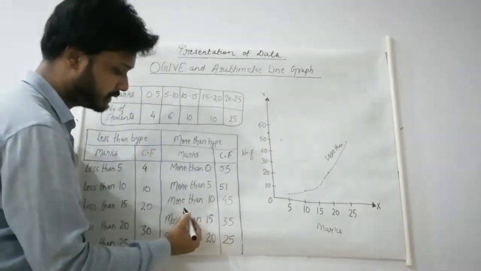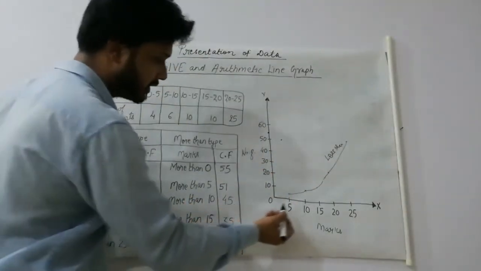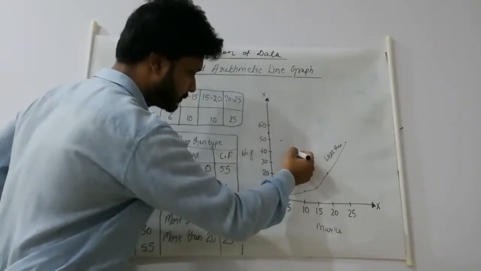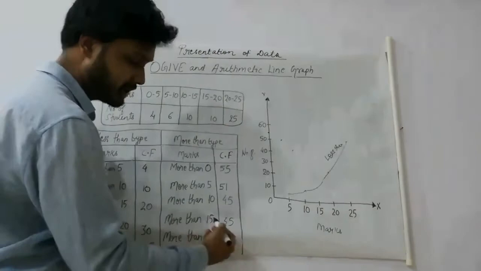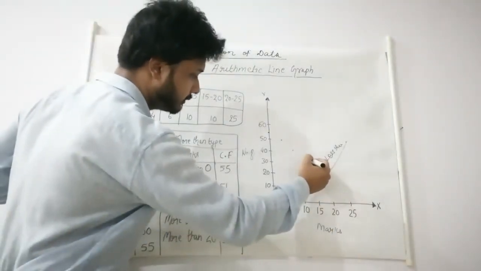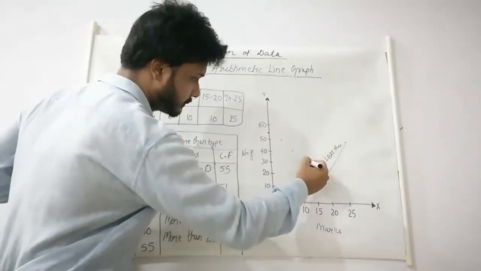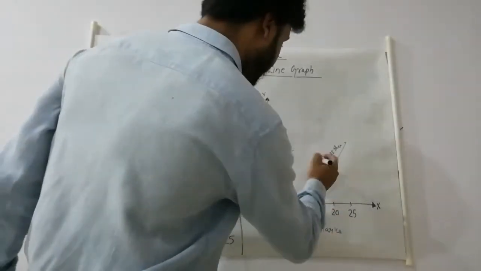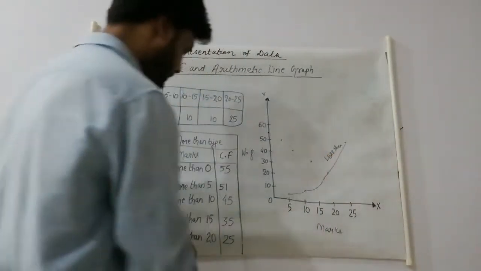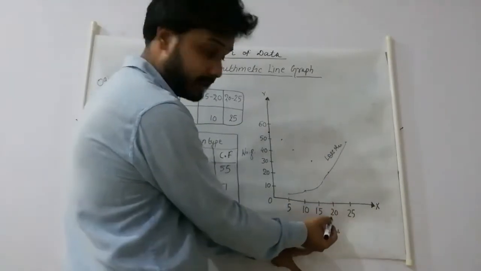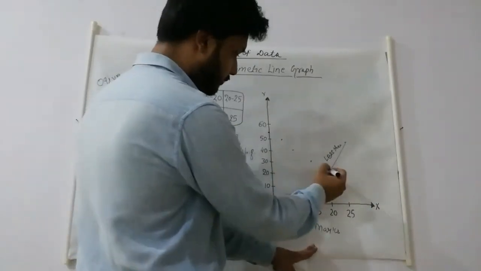After more than 5, it is more than 10, which is at 45. So more than 10, it will be at 45. Similarly, more than 15, 35. So more than 15, it will be at 35. And then next is more than 20, which is at 25. So more than 20, it will be at 25.